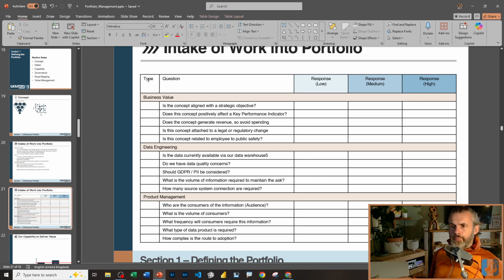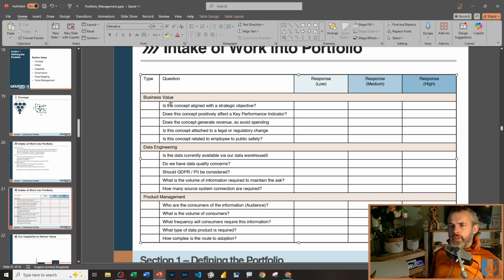And I've put a column on here, which is the type. So we can put in here whether it's a value related question or a risk related question. If it's a risk related question, the responses that we give here will score the item against the relative risk.